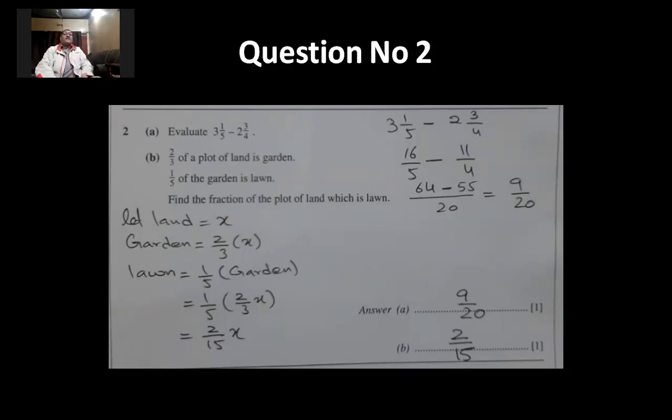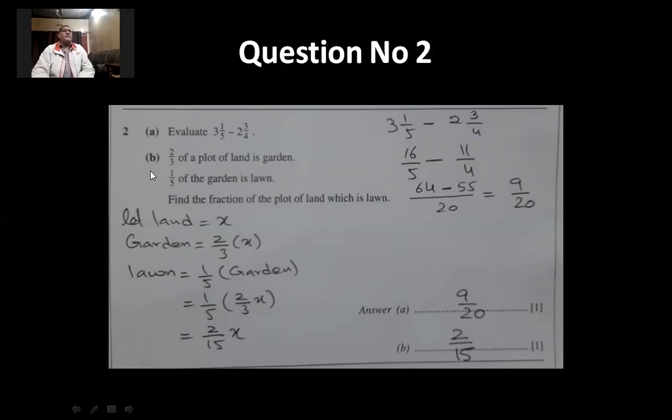4 multiplied by 16 will be 64. In the same way, I will divide the LCM, which is 20, with this denominator, that is 4. So 20 divided by 4, that will be 5, and the 5 will multiply with this numerator. So you will have 55. 64 minus 55, that will be 9. So here my final answer will be 9 by 20. So my answer is 9 by 20.